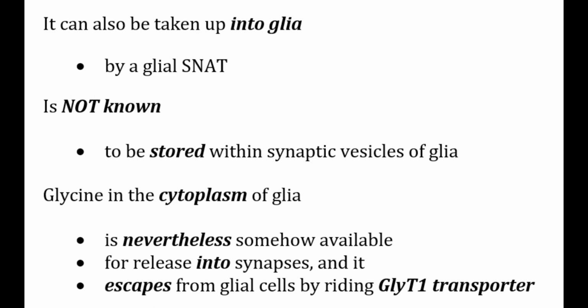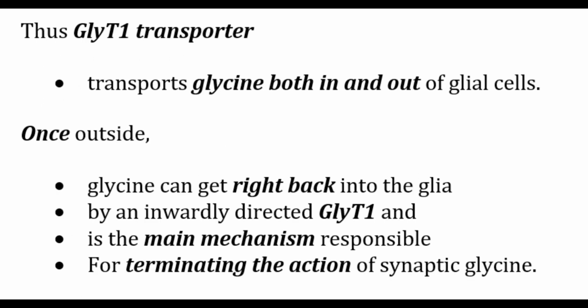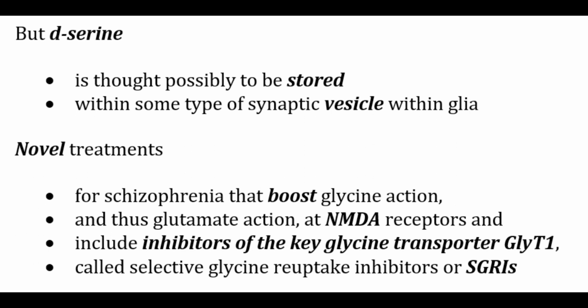these glial cells by riding the aforementioned GLYT1 transporter. Thus, the GLYT1 transporter transports glycine both in and out of glial cells. Once outside, the glycine can get right back into the glia by an inwardly directed GLYT1, and this is thought to be the main mechanism responsible for terminating the action of synaptic glycine. But in contrast, D-Serine is thought to be stored within some type of synaptic vesicle within the glia.